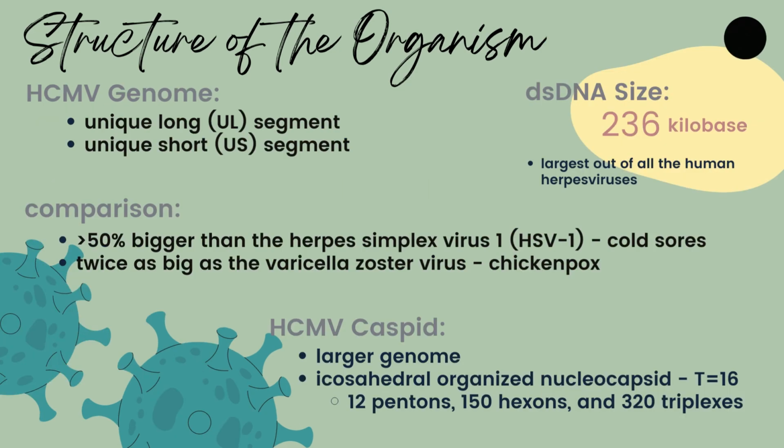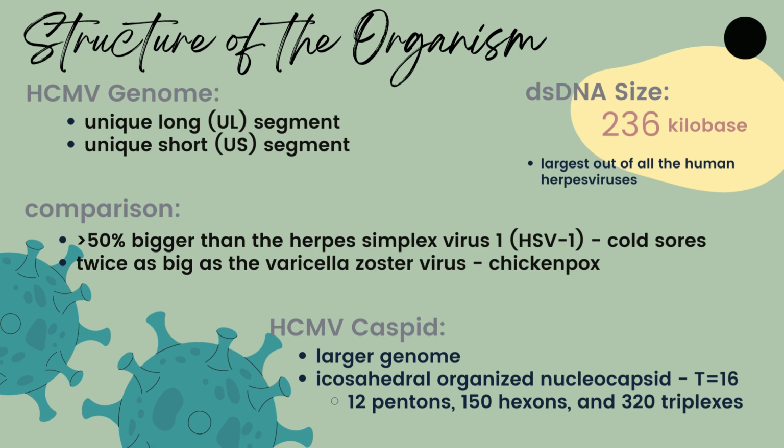The HCMV genome is made up of two segments, a unique long segment and a unique short segment. It is a double-stranded DNA that is roughly 236 kilobases in size, making it the largest out of all human herpes viruses. In comparison, it is more than 50% bigger than the herpes simplex virus 1, which causes cold sores, and is twice as big as the varicella zoster virus, which causes chickenpox.